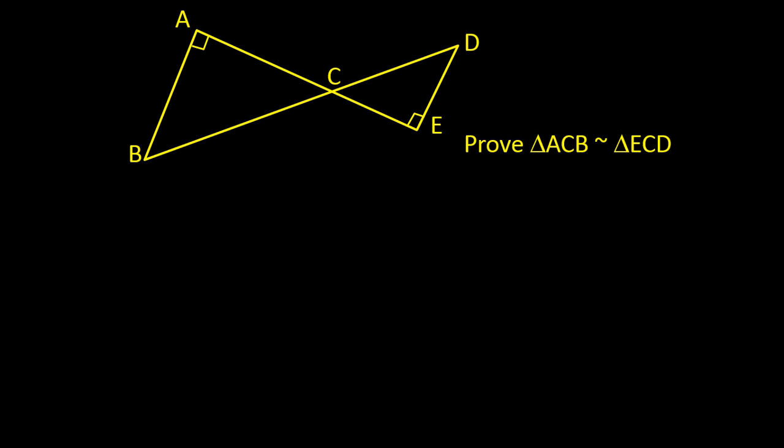So let's look at a proof that involves similarity. We want to prove that triangle ACB is similar to triangle ECD. Now keep in mind that what will make two triangles similar is if we can show that we have three pairs of congruent angles.